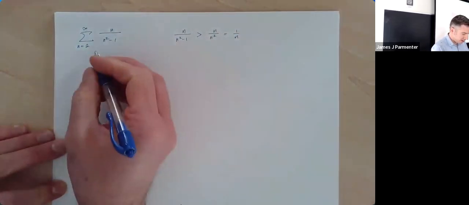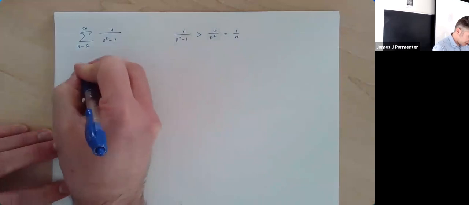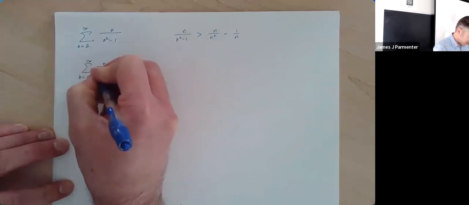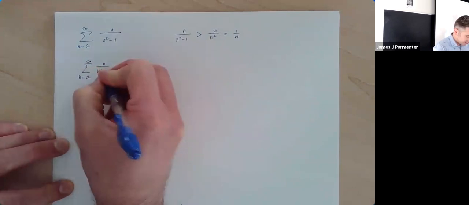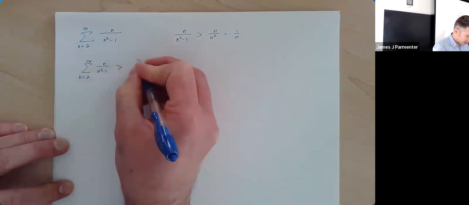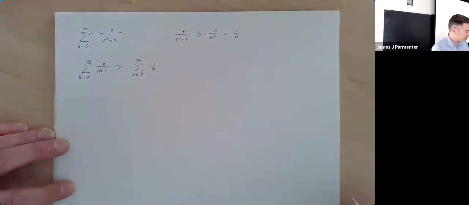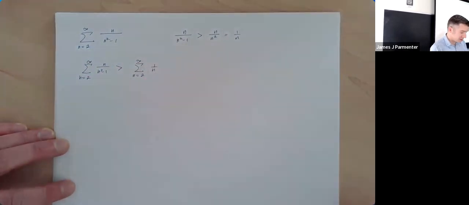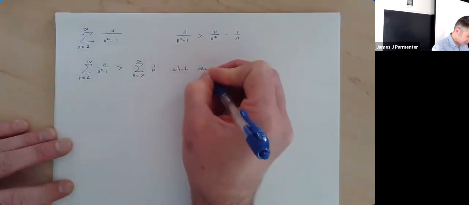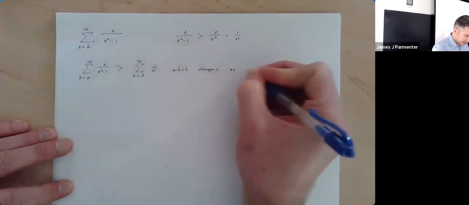And so we can say, well, then the series for n equals 2 to infinity of n over n squared minus 1 is definitely going to be bigger than the series from n equals 2 to infinity of 1 over n. But that series diverges, as a p series.